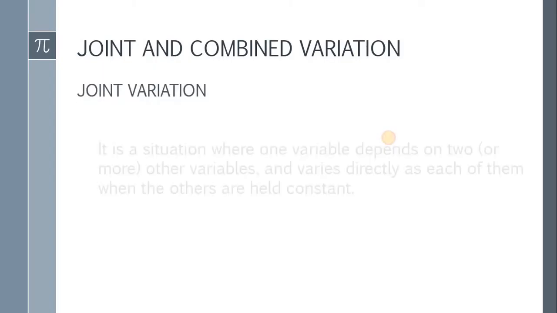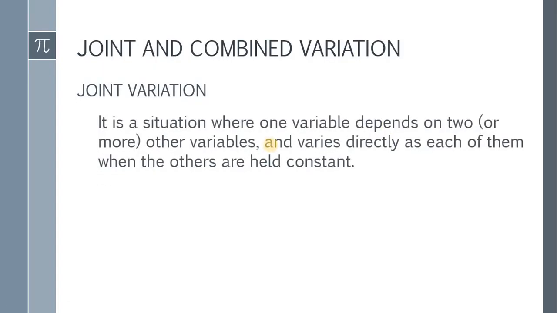Since we're done with direct and inverse variation, dito na tayo sa joint and combined variation. Ang tanong, ano ba yung joint variation and combined variation? So let's start with joint variation. It is a situation where one variable depends on two or more other variables and varies directly as each of them when the others are held constant.